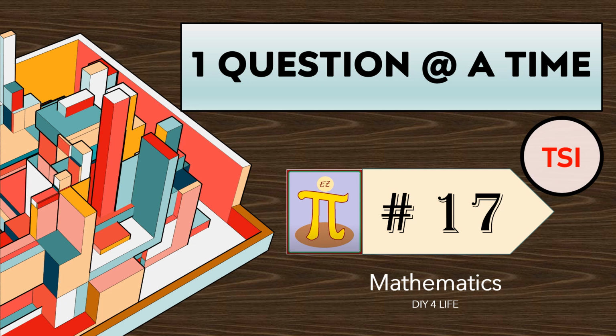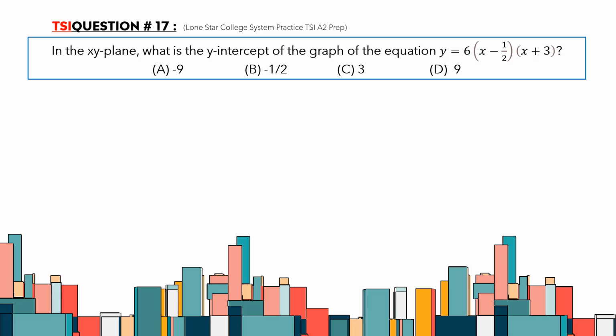Question number 17. In the xy plane, what is the y-intercept of the graph of the equation y equals 6 times x minus 1/2 times x plus 3?